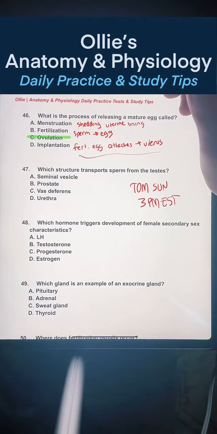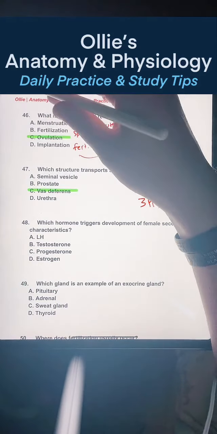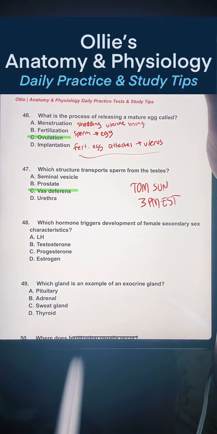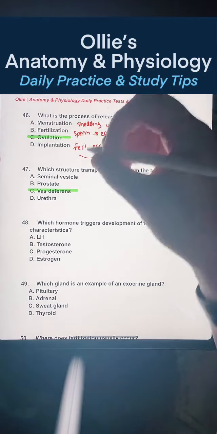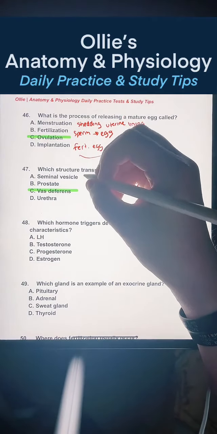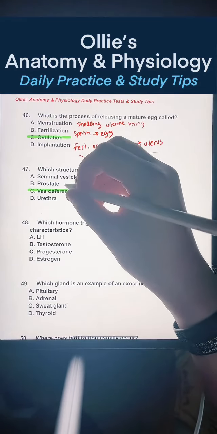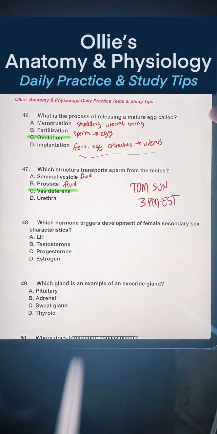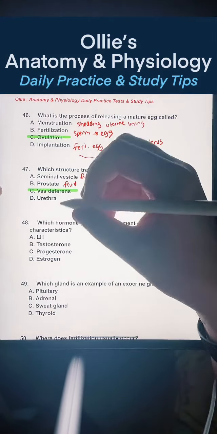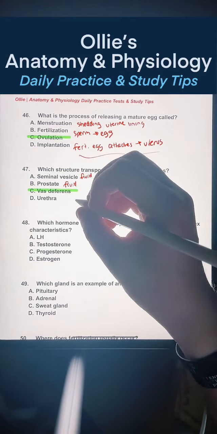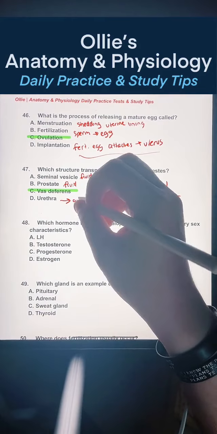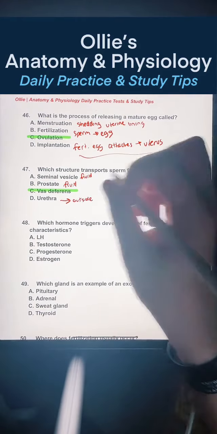Number 47, what structure transports sperm from the testes? The answer is C. It is the vas deferens. They carry sperm from the testes to the urethra. The seminal vesicle is going to produce fluid. Prostate is also going to produce fluid to help nourish the sperm, and the urethra is just what transports sperm outside the body.